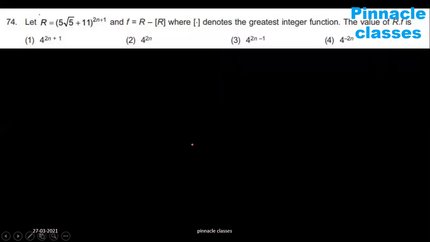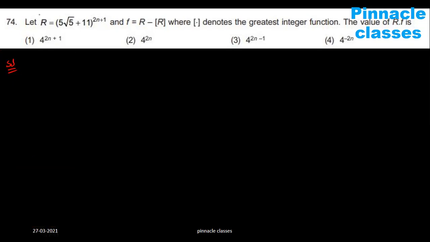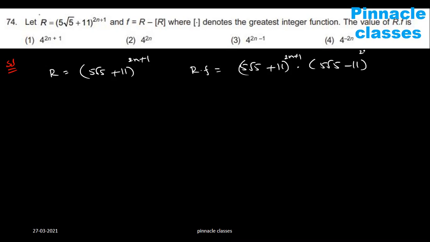Now get ready. How to solve this question? Anyone? Actually this format is a standard question every time. R is equal to (5 root 5 plus 11) whole power, odd number. See carefully. Whenever they ask these types of questions, R into F is always (5 root 5 plus 11) whole power 2n plus 1, where F is (5 root 5 minus 11) whole power 2n plus 1. That is the meaning of F.